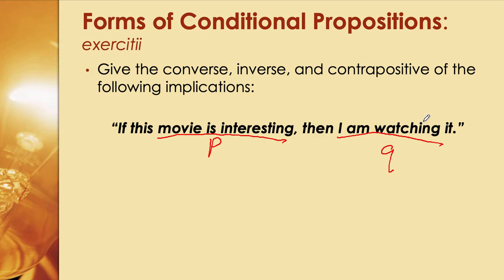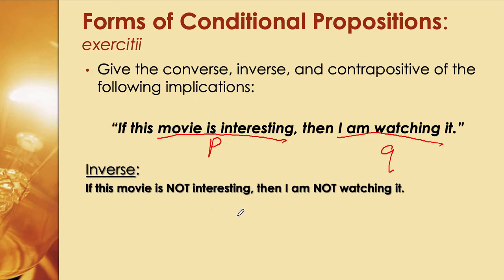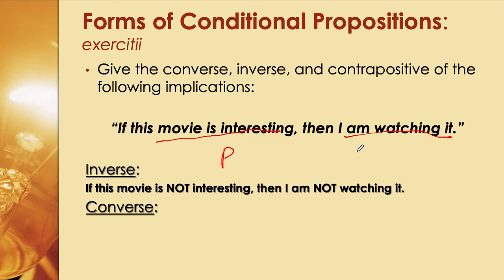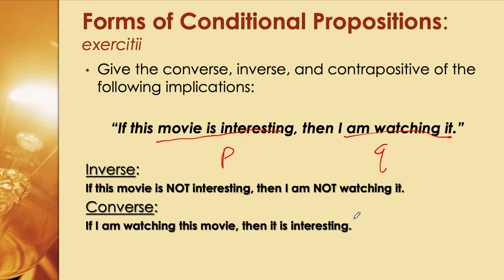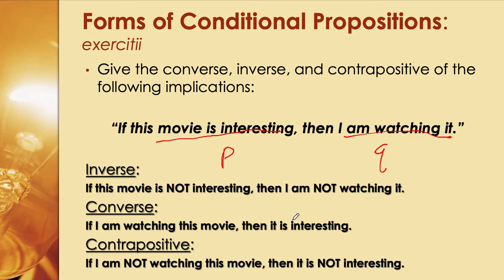Let's have the answers. For the inverse, again, the inverse is not P implies not Q: if this movie is not interesting, then I'm not watching it. Next is the converse. We do the opposite, so it becomes Q implies P: if I am watching it, then this movie is interesting. And for the contrapositive, let's just negate each proposition in the converse: if I'm not watching this movie, then it is not interesting.